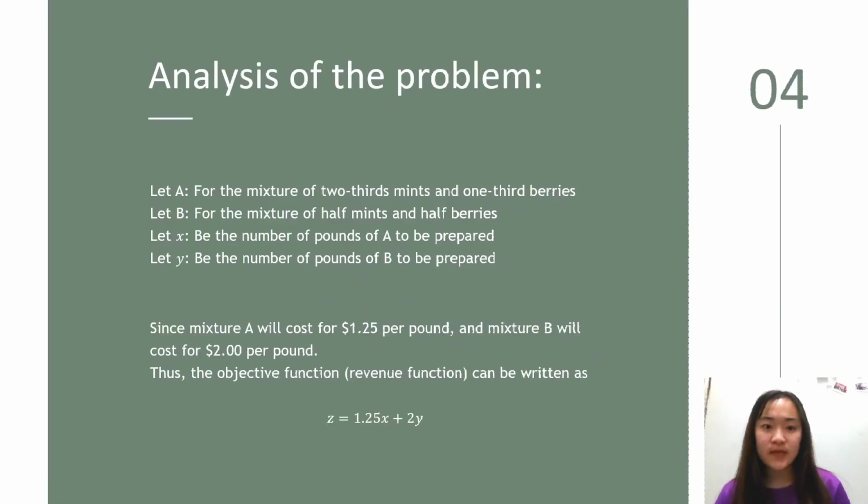For the next one, I will explain the analysis of the problem. First, I will let A be the mixture of 2/3 mint and 1/3 berry, and let B be the mixture of half mint and half berry. At the same time, I will let X be the number of pounds of A to be prepared, and let Y be the number of pounds of B to be prepared. Since mixture A will cost $1.25 per pound and mixture B will cost $2 per pound, thus the objective function, also known as the revenue function, can be written as z equals 1.25x plus 2y.